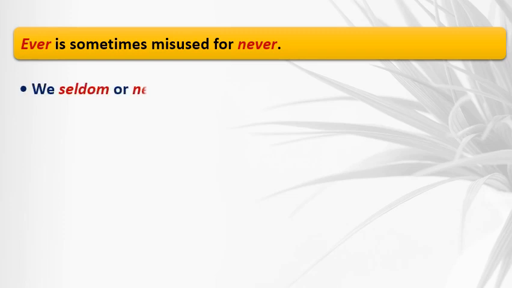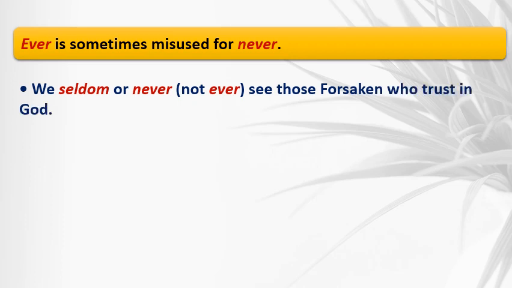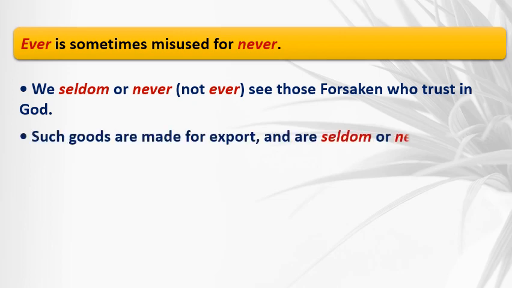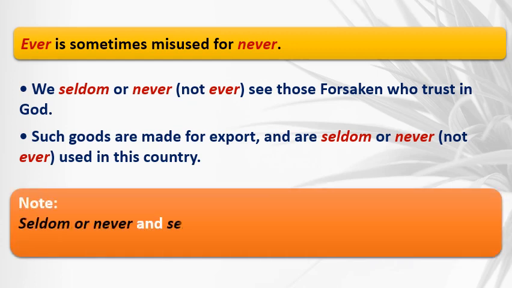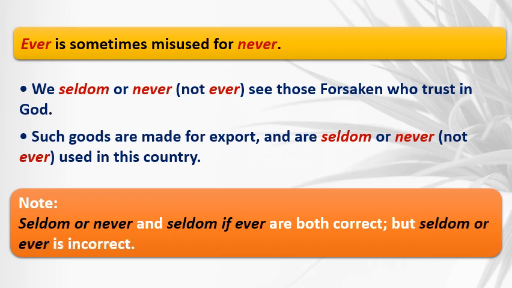Note one thing, the word ever is sometimes misused for never. To clarify it, let's see some examples. We seldom or never, means not ever, see those forsaken who trust in God. Number 2, such goods are made for export and are seldom or never, never means not ever, used in this country. Note, seldom or never and seldom, if ever, are both correct, but seldom or ever is incorrect.